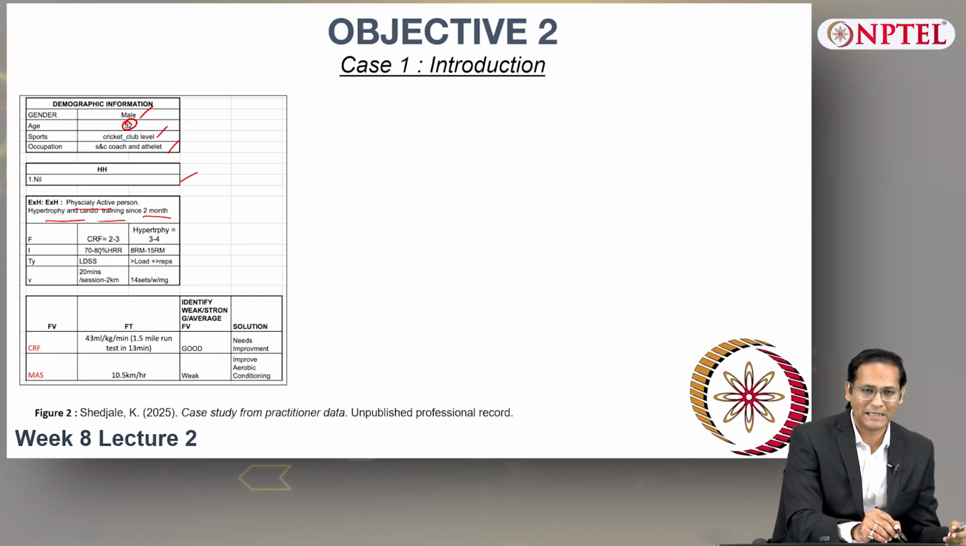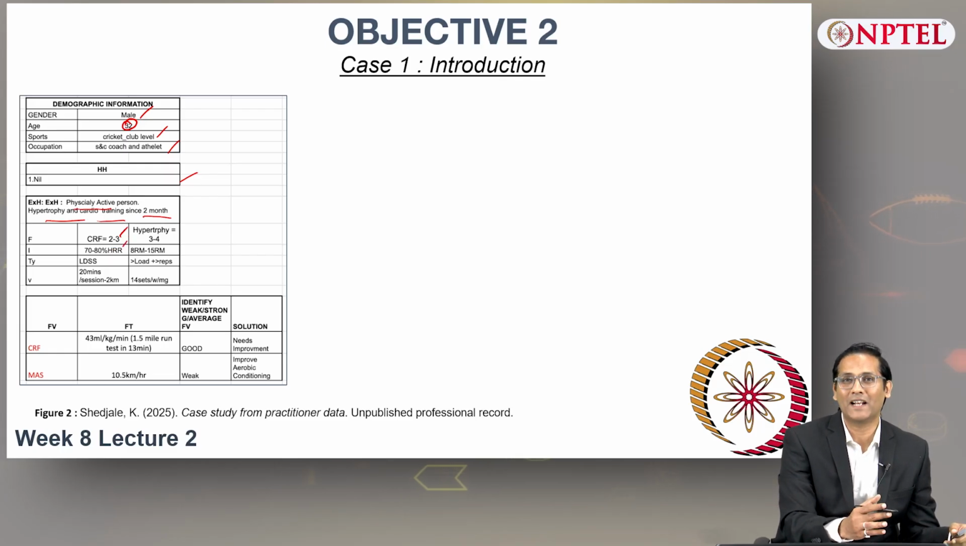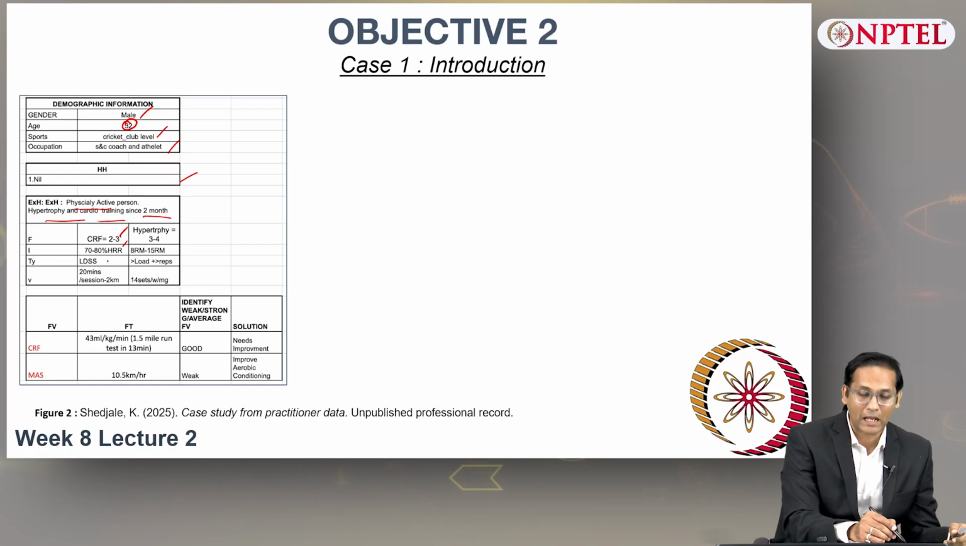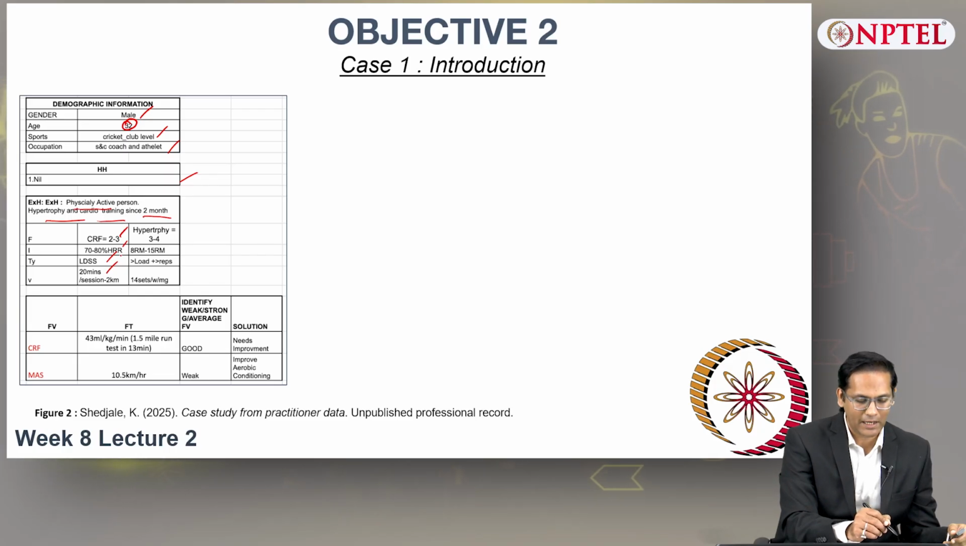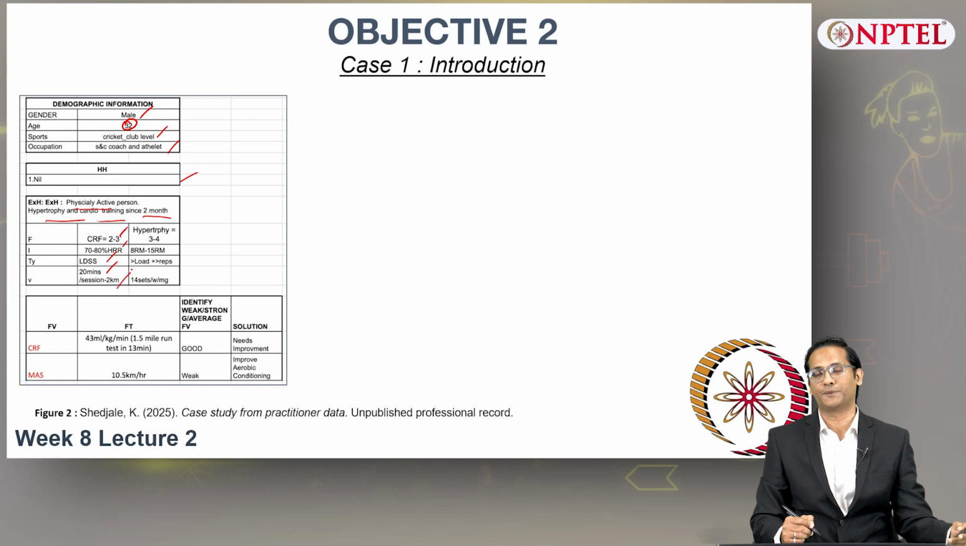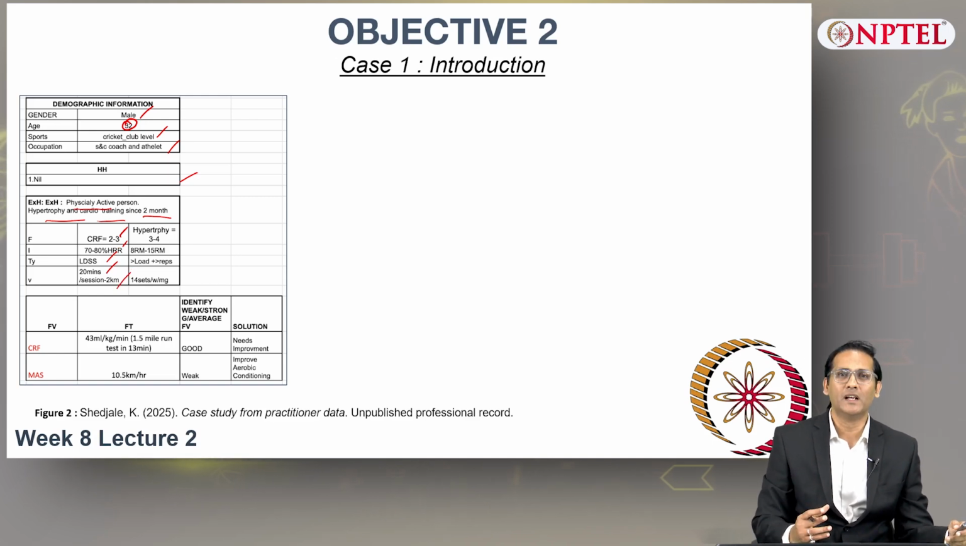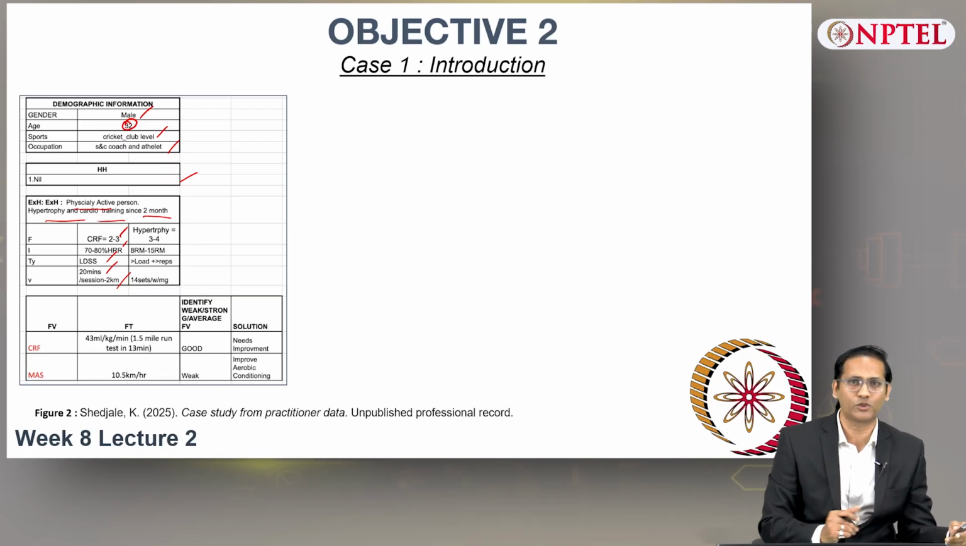Now, CRF fitness program since last 2 months. The exerciser has been doing cardio workouts 2 or 3 times a week at 70 to 80% of HRR, that is at vigorous intensity. The type of training that he uses is long distance low speed, that is continuous training, and each session is of 20 minutes, and in that 20 minutes he is able to cover 2 kilometers. So that is the work capacity the exerciser has been doing since last 2 months.